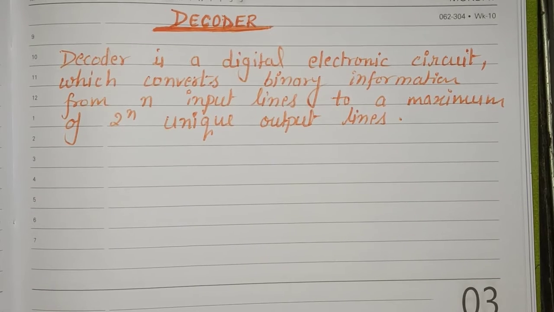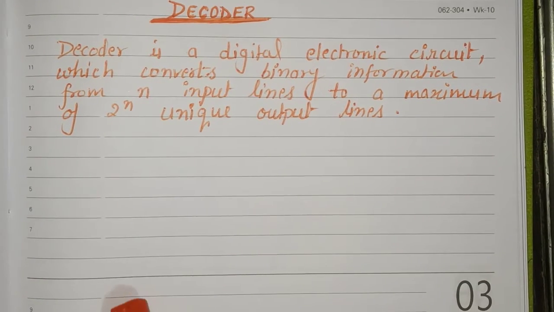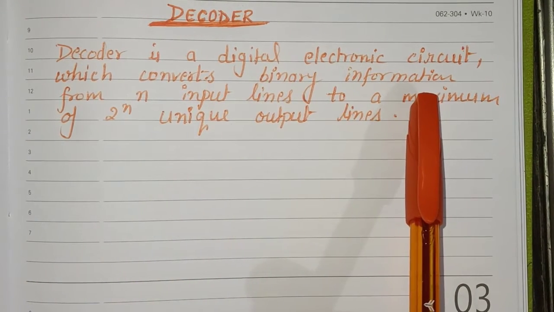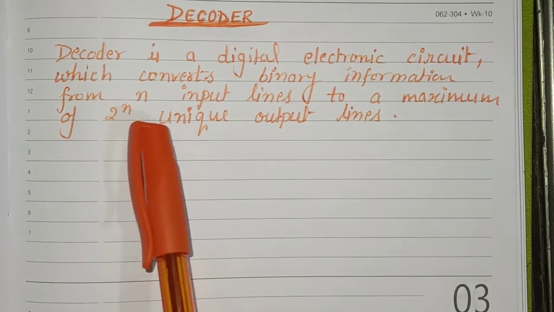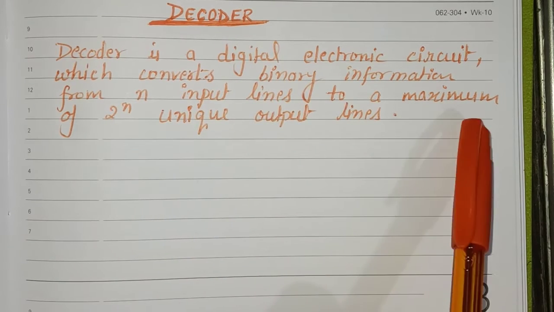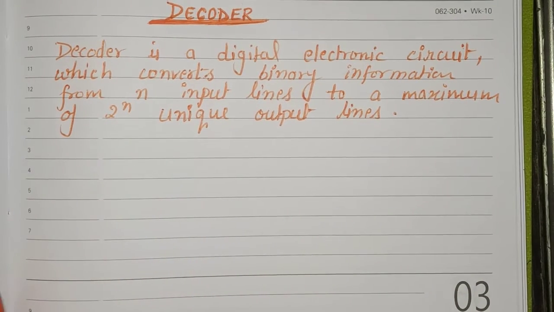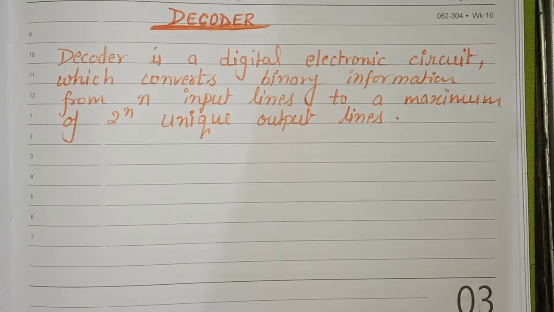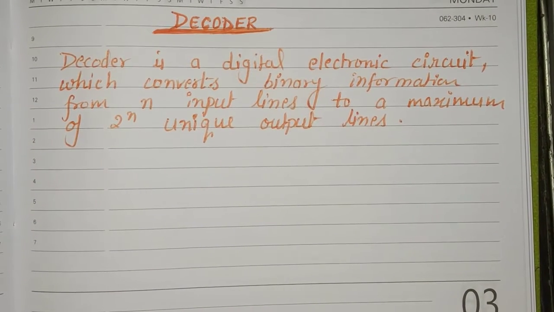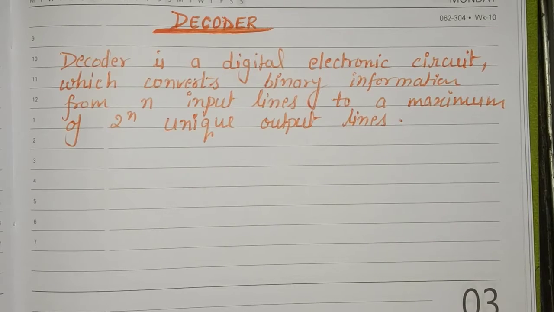So what is a decoder? A decoder is a digital electronic circuit which converts binary information from n input lines to a maximum of 2 raised to the power n unique output lines. You can say that it's the opposite of an encoder.